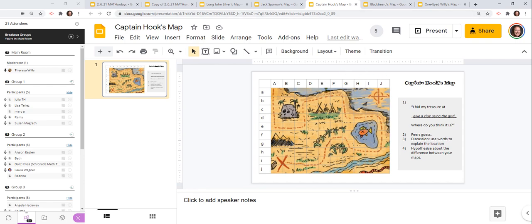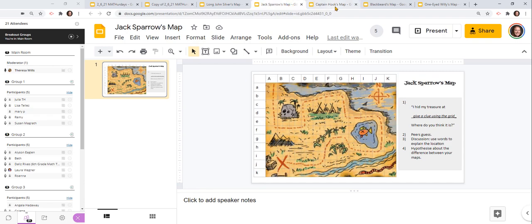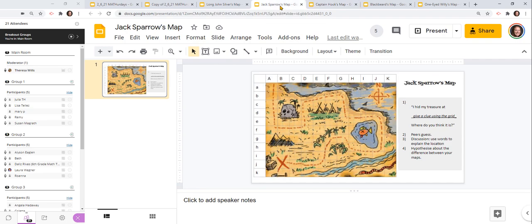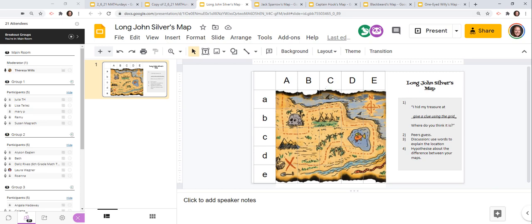The other thing with Captain Hook's is the image would have the coordinate inside the square as opposed to the intersection. Jack Sparrow's looks a whole lot like Captain Hook, except you really start to see that, for example, the skull intersects on one of the eyes, whereas Captain Hook's is now a blank space. So we get to that idea of at the intersection or in between. And then we have Long John Silver's, which has a different scale.